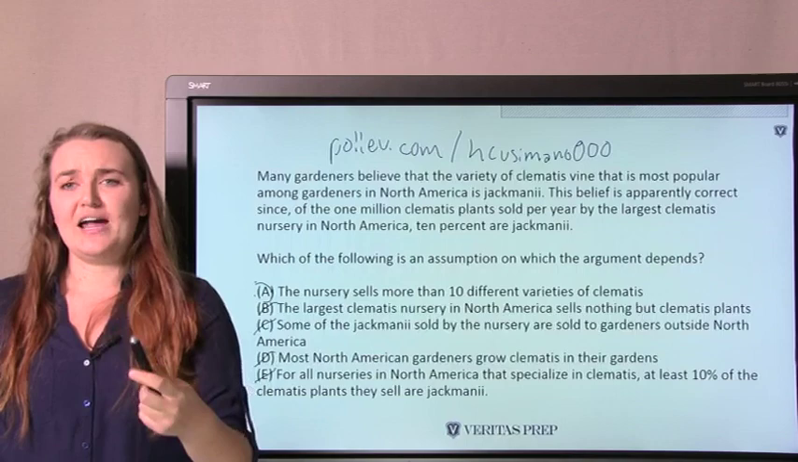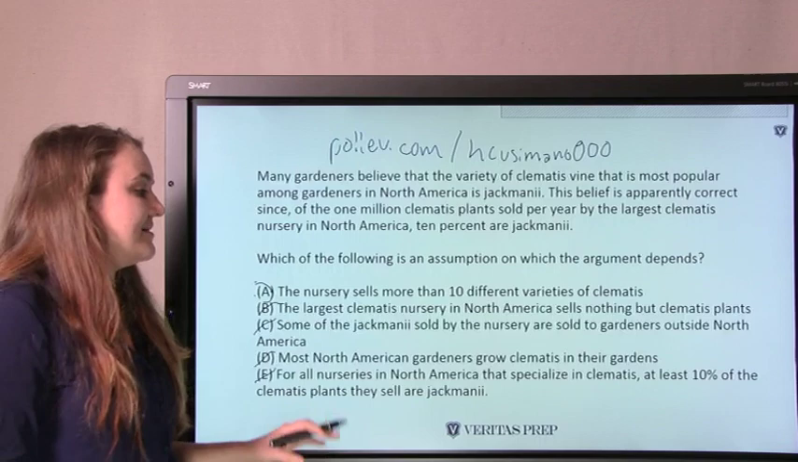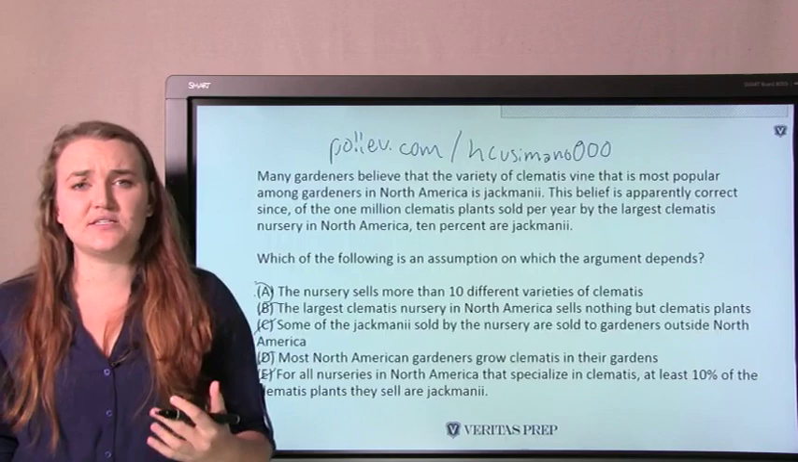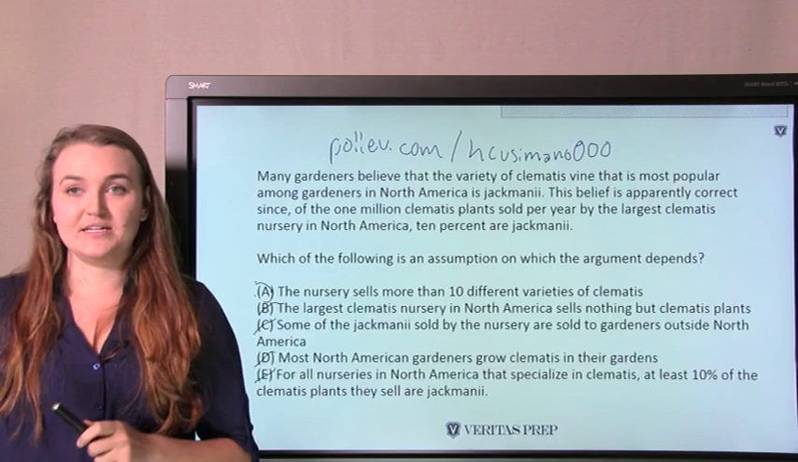All right, let's circle back to E, because E is certainly our most convincing wrong answer. But let's talk about why E is not our correct answer, right? For all nurseries in North America that specialize in clematis, at least 10% of the clematis plants they sell are Jackmani. Would this have to be true for our argument to make sense? It certainly seems as though it strengthens a component of the argument, though not the connection between evidence and conclusion. But does it have to be true for our argument to make sense? Does it bridge the gap we're looking for here? No. It could certainly be false.